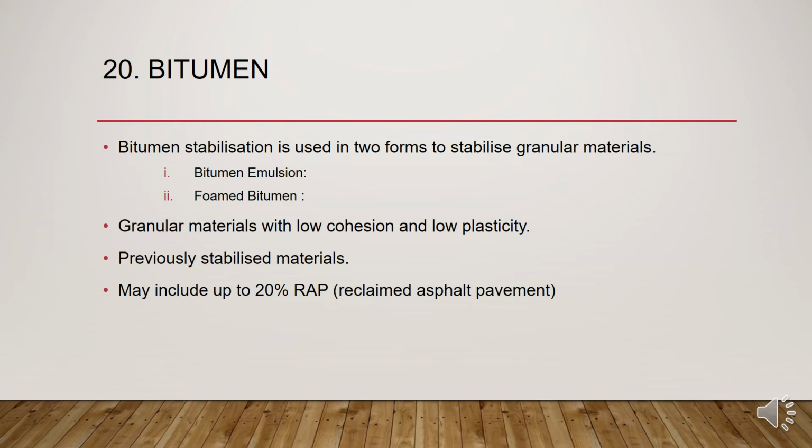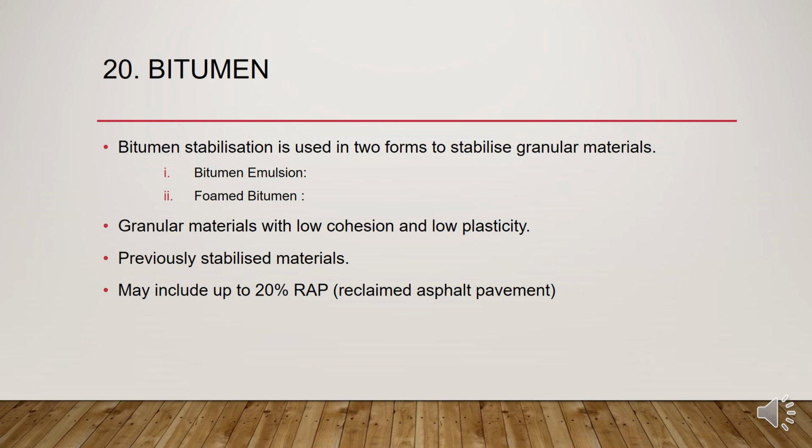Bitumen stabilization. Bitumen stabilization is used in two forms to stabilize granular materials. One, bitumen emulsion. Second, foam bitumen. Bitumen stabilization is used for granular material with low cohesion and low plasticity to stabilize it.